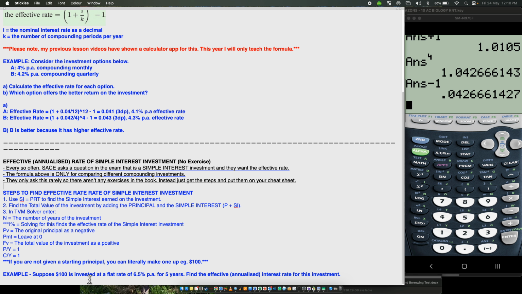So again, this second section here, I want to cover it, I don't want to leave it blank. Your book doesn't have exercises for it, but SACE asks for it every so often. You'll need a dedicated cheat sheet room for this. It's been like once every 3 years or so.